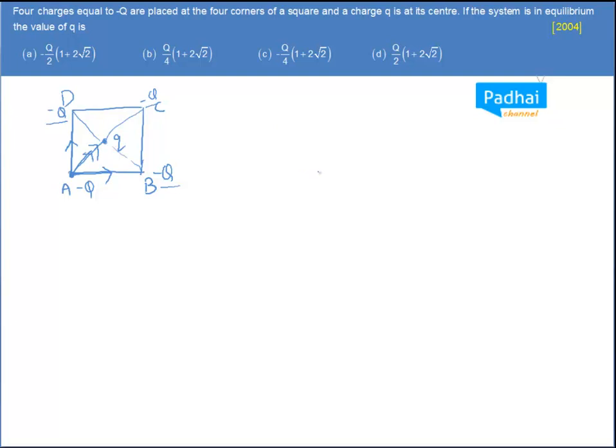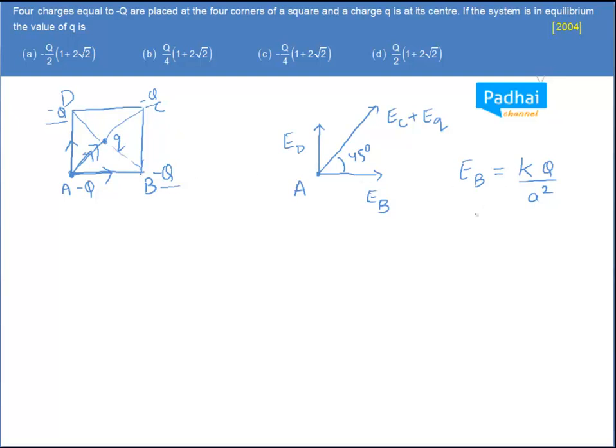So let us see the electric field on A. If this point is A, the electric field will be due to B in this direction, due to D in this direction, and at an angle of 45 degrees from the x-axis it will be due to C plus due to small q, right? Now what will be the electric field due to B? Electric field due to B will be equal to kq upon a square, if a is the side of the square.